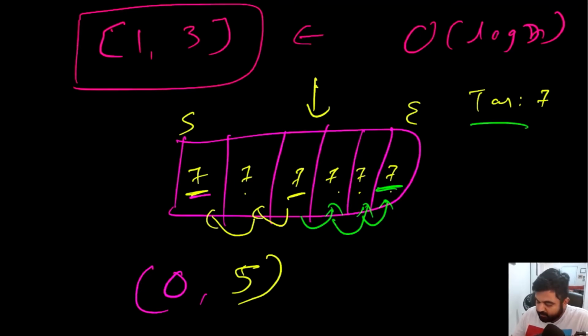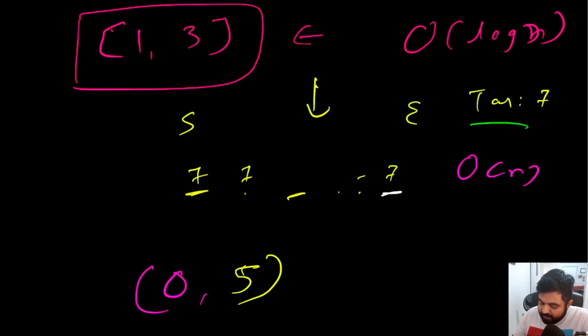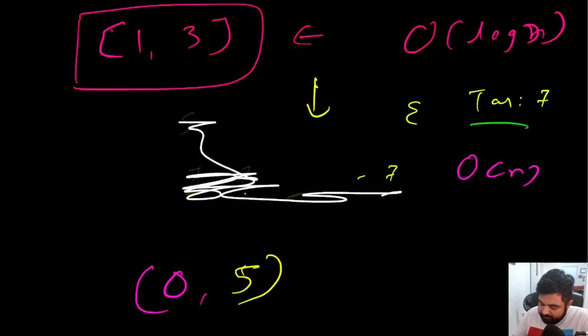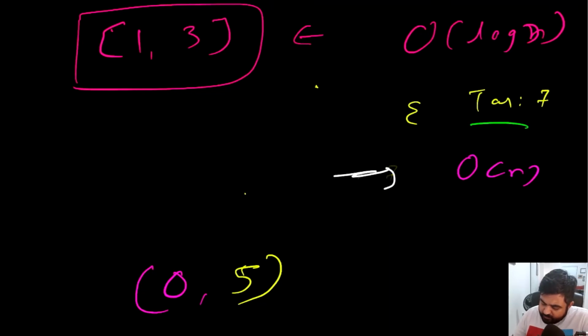But if you see time complexity, in this case the time complexity would become big O of n. Why? Because we keep on iterating to the next element, and that is not what we want. We want a strict big O of log n time, logarithmic time. So what is the logic we are going to apply over here?